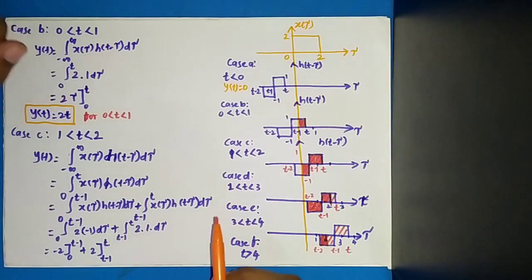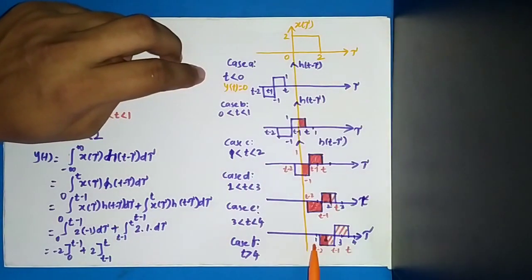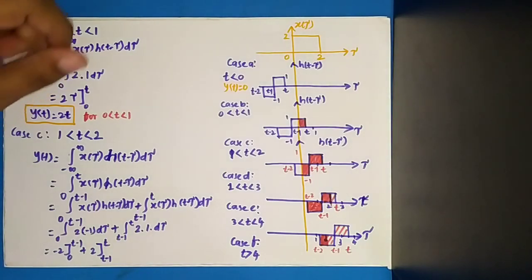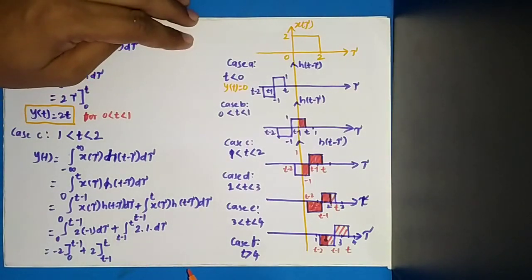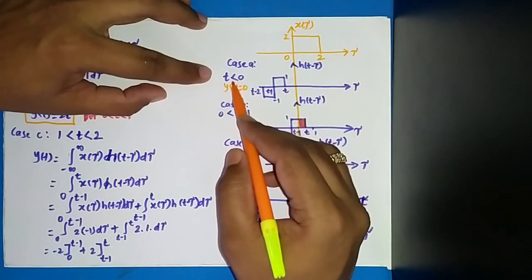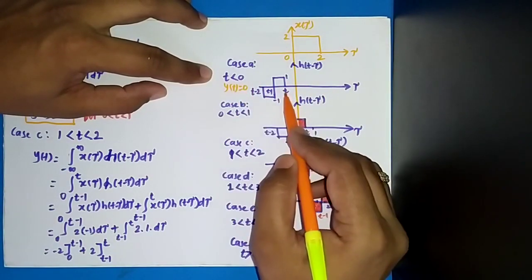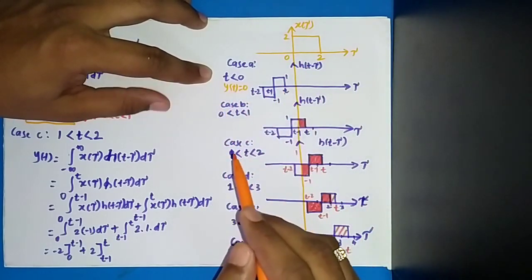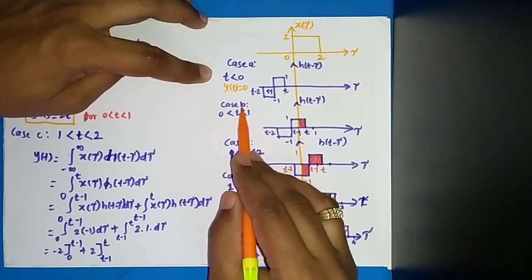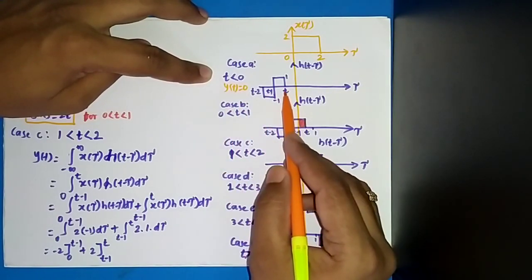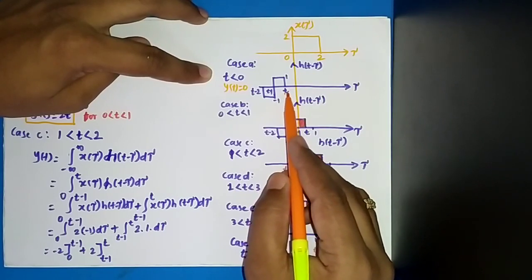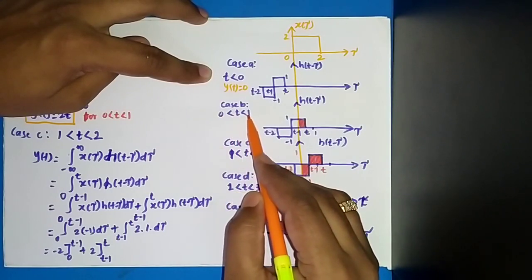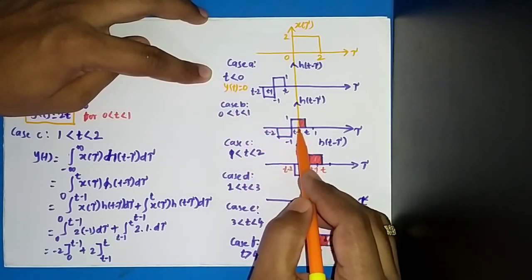So next, this is the graphical representation of every case that we will be required to calculate for this convolution between the given continuous time signals. In the first case, where I said t is less than 0, the t is here, so there is no overlapping between them, that's why y of t is equal to 0. In the second case, that is case B, the end of the signal h of t minus tau, that is t, lies between 0 and 1.